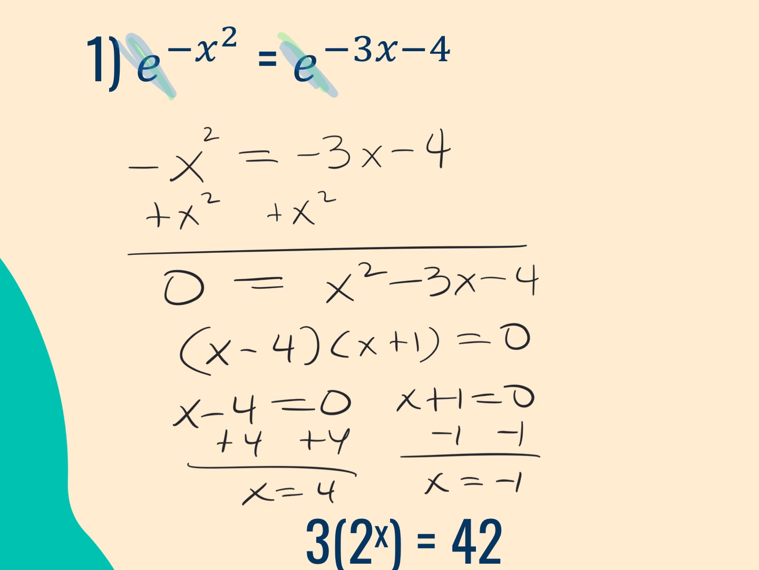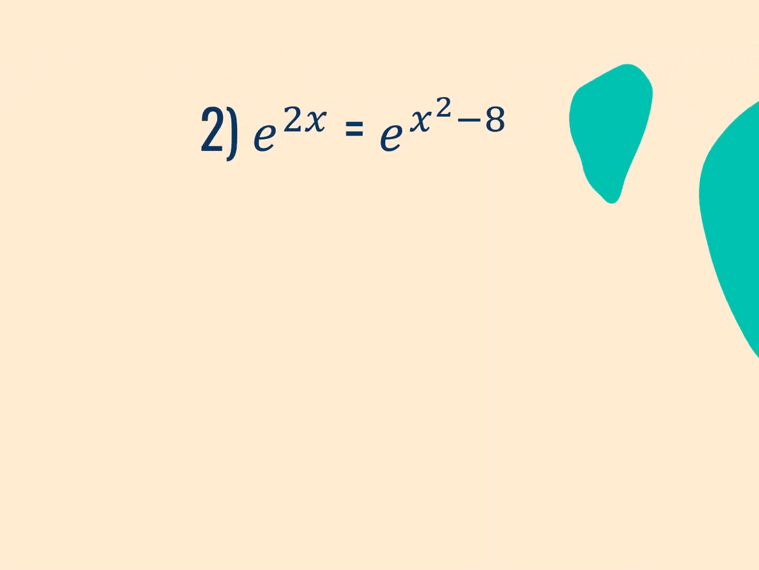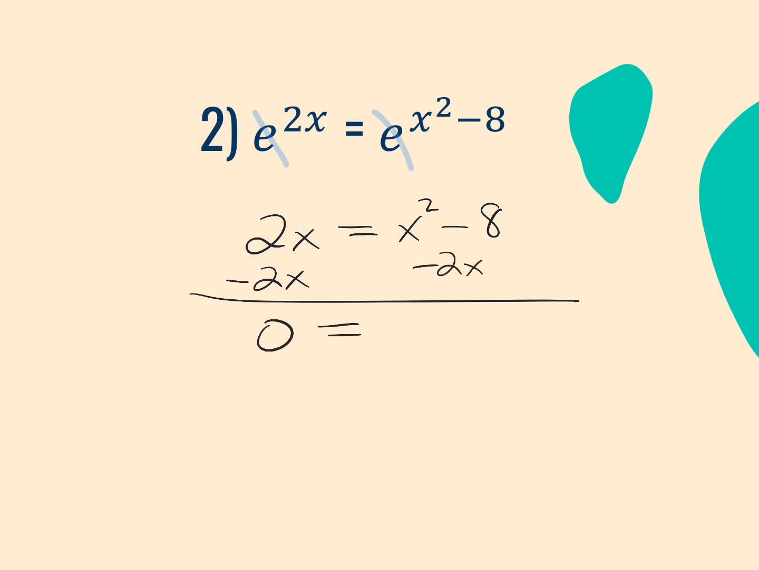Let's try number 2. Exactly the same thing. Notice I can just apply my one-to-one property. The bases are the same. Get rid of the e's. Set the exponents equal to each other. And again, solve for x. Again, it's quadratic. I've got an x squared. So I need to get all my terms together and set it equal to 0. And now I'm looking for factors of negative 8 that will give me negative 2 when I combine them. Those factors are going to be x minus 4 and x plus 2.